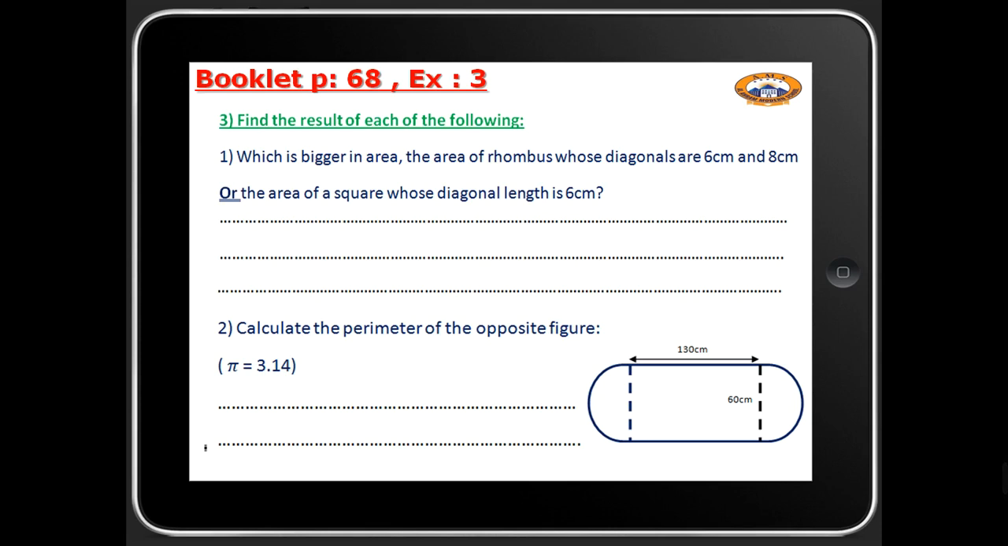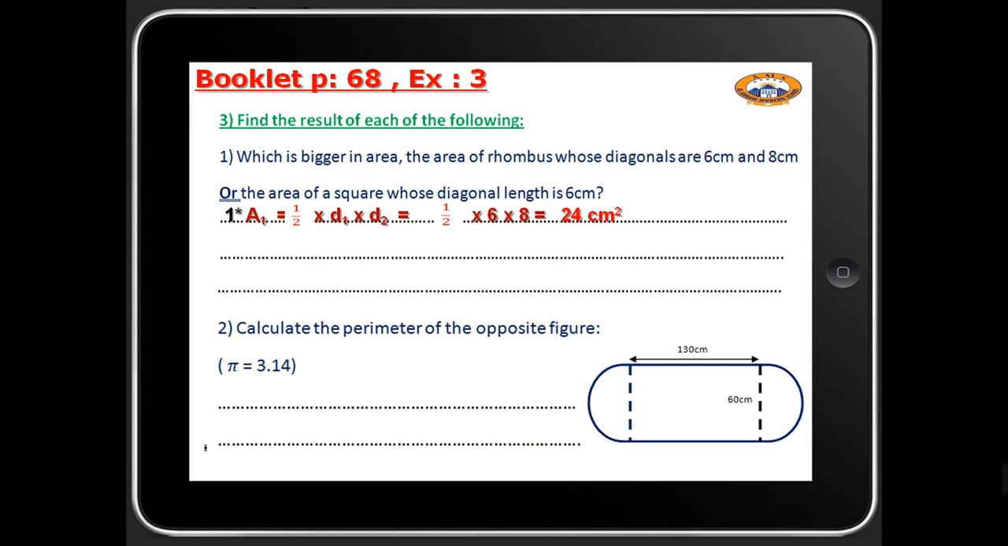So here we are comparing the area of the first one, which is a rhombus. He gives diagonals of 6 centimeters and 8 centimeters, or the area of a square whose diagonal length is 60 centimeters. I know by now, my student, you told me, what is the area of the rhombus equal to? Excellent, all of you. I'm going to call the area of the rhombus area 1. So you can write it, area of the rhombus, I can write it area 1.